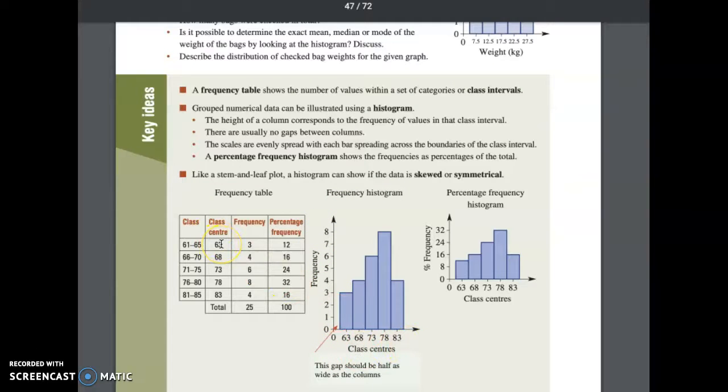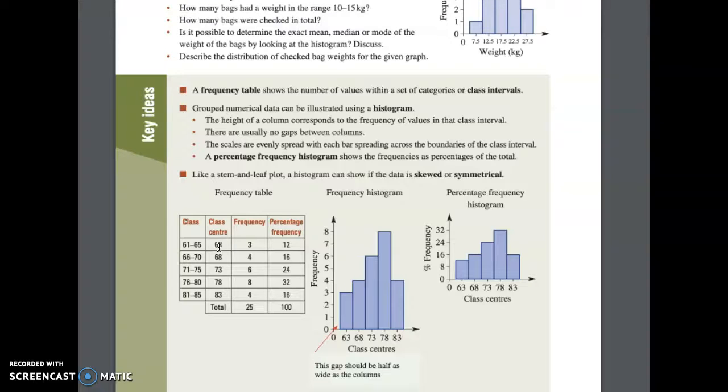The class centre is when we use classes to graph the whole thing, we just find the centre, and we find the centre one way by simply adding up 61, 65 and dividing by 2. Some of you will use common sense to do that. The percentage frequency histogram will come back to, but obviously it's just going to be percentage frequency is 3/25 multiplied by 100. So it's just changing your frequency to a percentage. Don't see this as often.